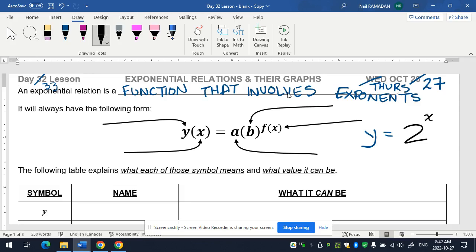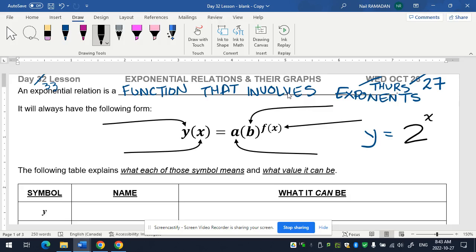What just happened here? Come on, what did I just do to the one that was just written? So the x was the base, and the 2 was the exponent. Now what happened? The 2 now is the base, and the x is the exponent. And that is what we call an exponential.